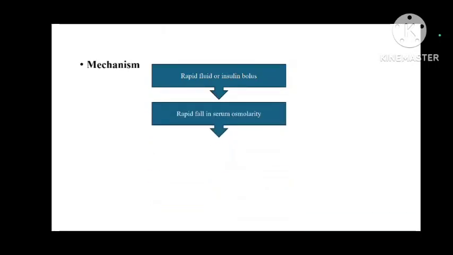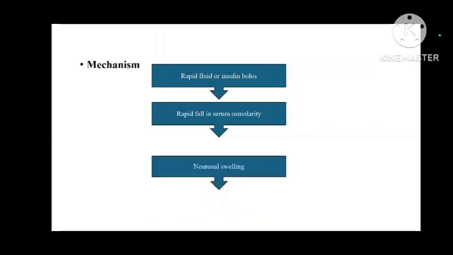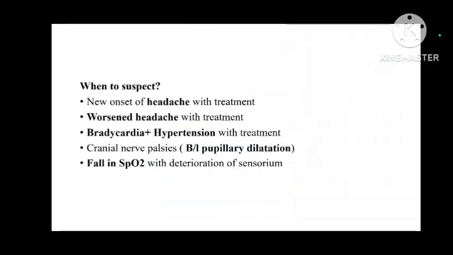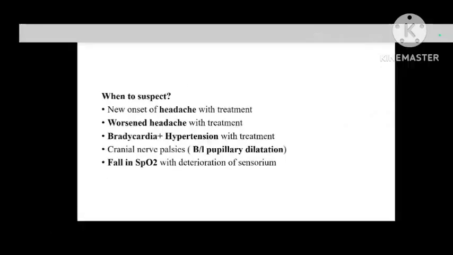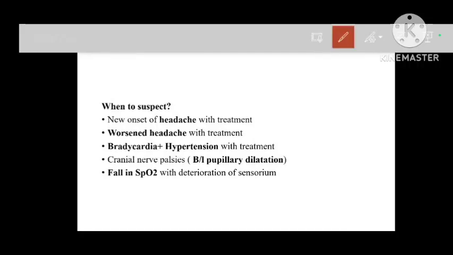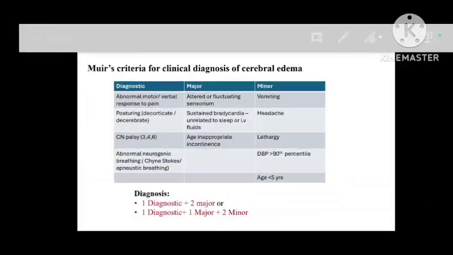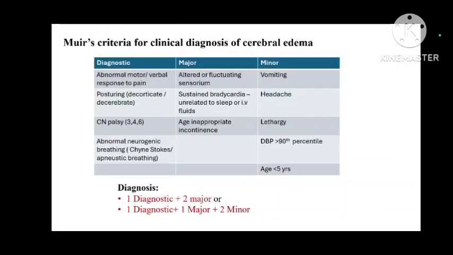Now, what is the mechanism behind it? At first, rapid fluid or insulin bolus will cause a rapid fall in serum osmolarity. There will be neuronal swelling and there will be cerebral edema. When to suspect it? New onset of headache with treatment, worsened headache with treatment, bradycardia plus hypertension with treatment, cranial nerve palsy like bilateral pupillary dilatation, fall in SpO2 level. There is a criteria known as Muir's criteria. It is not so important, so I will not bother with it.